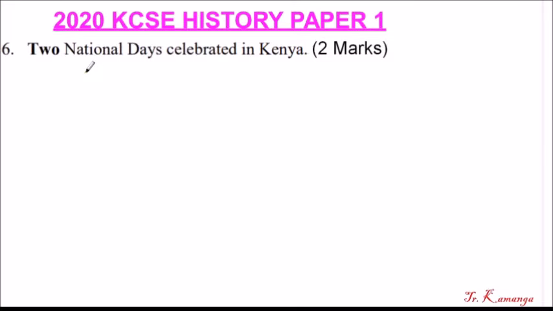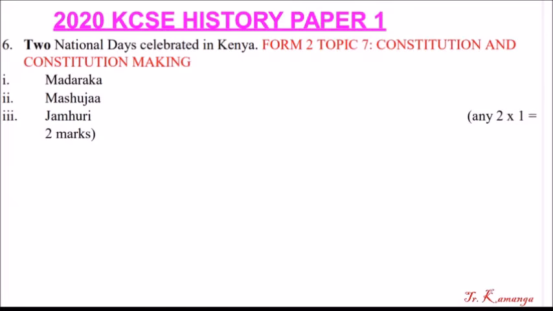Let's go to question number 6. 2 national days celebrated in Kenya. You get 2 marks. So if you name 2, there are quite several, you'll be able to get 2 marks. So which are these 2 national days? This is from Topic 7, constitution and constitution making. So we have Madaraka, we have Mashujaa, and we have Jamhuri. So any 2, you get 1 mark for each, and that's how you answer that question.